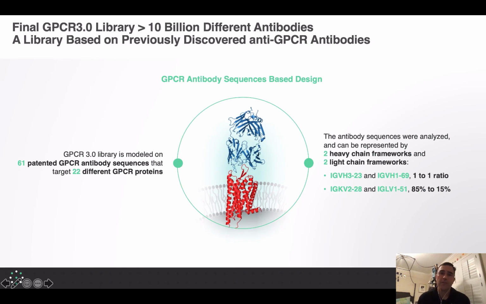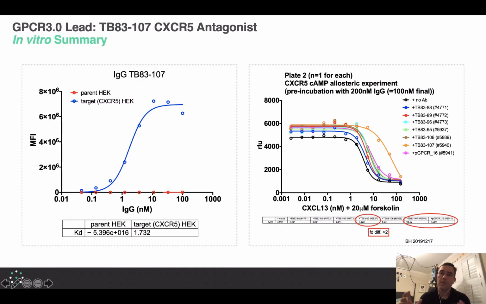The other GPCR library that we've created, unlike the motif-directed library I just talked about, is our library that we call GPCR 3.0. So here, rather than create a motif-directed approach, we basically took all known GPCR antibodies that we could find. So we found over 61 patented GPCR antibodies that bind over 22 different GPCR targets. And we took those as an input data set to create the library I'll talk about now. So it actually has 2 different heavy chains and 2 different light chain frameworks. And we basically took all the diversity from those different antibodies and encoded a whole series of oligo pools and created a library based on those frameworks I just talked about.